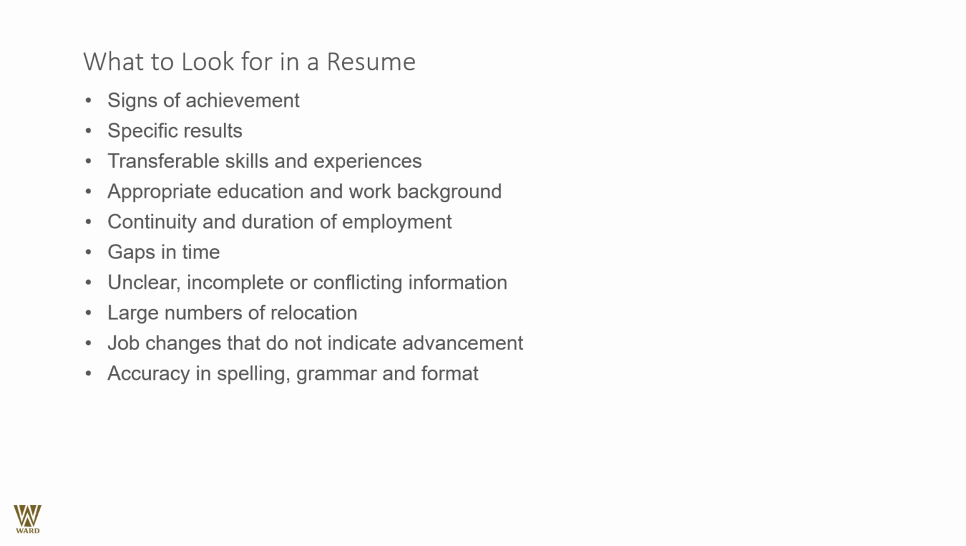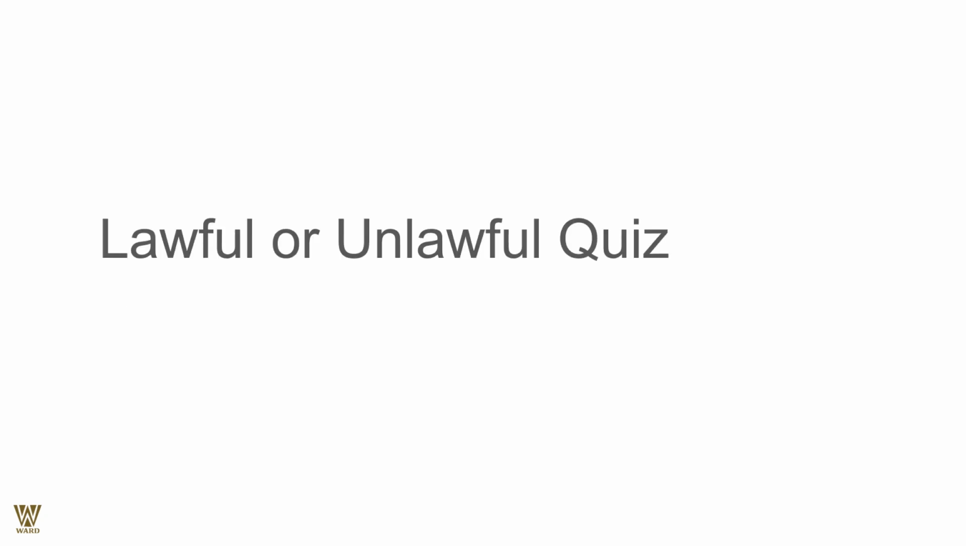Accuracy in spelling, grammar, format. So these are things that one needs to look for in the resume to understand the background, work ethos, culture, and probably the outlook of the candidate, perhaps. So we need to look at the science of the achievement, the specific result, the skills, the education, the background, and so on and so forth.